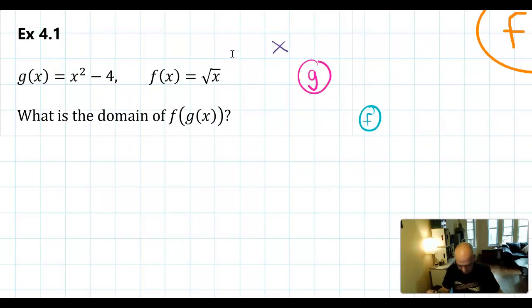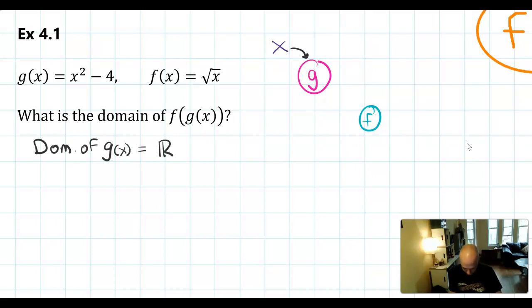Let's do this in another example. So say g of x is x squared minus 4. So that's the first function that x sees. I'm going to write what the domain of g is. In this case, it's all real numbers, which you can write as negative infinity to infinity. Because it's just x squared minus 4, there's no issues here. There's nothing you're going to plug in that's going to break the rules of math.